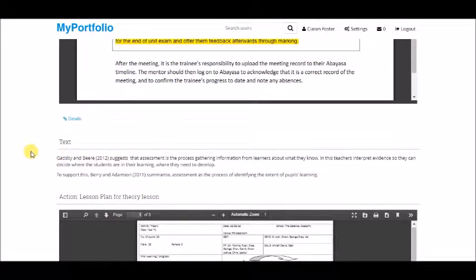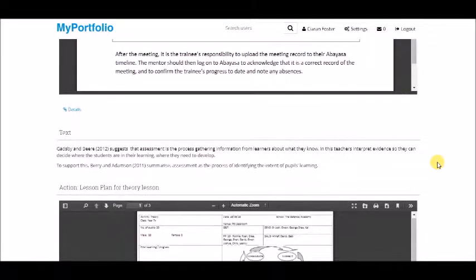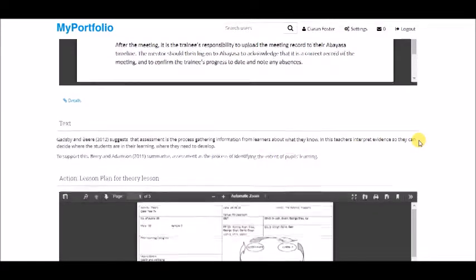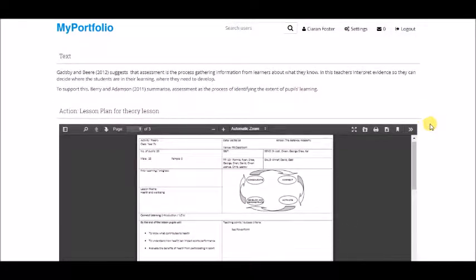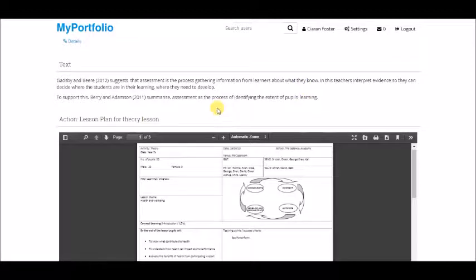So just moving on here. Gadsby and Beer 2012 suggest that assessment is the process of gathering information from learners about what they know. In this, teachers interpret evidence so they can decide where the students are in their learning and where they need to develop. To support this, Berry and Adamson 2011 summarise assessment as the process of identifying the extent of pupils' learning.